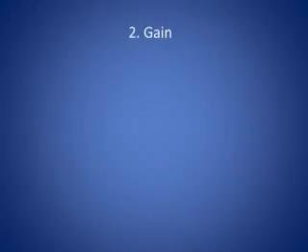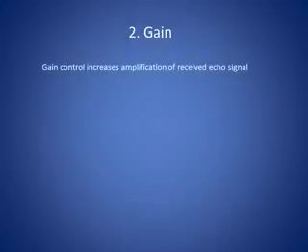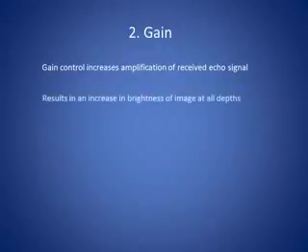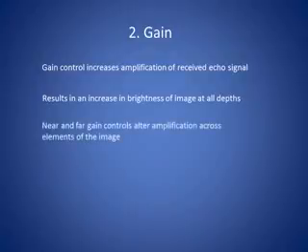The second control that you will use frequently when using ultrasound for vascular access is the gain control. The gain control increases or decreases the amplification of the received echo signal, which results in an increase or decrease in brightness of the image at all depths. There is an overall gain control and near and far gain controls, which alter the amplification across elements of the image only.